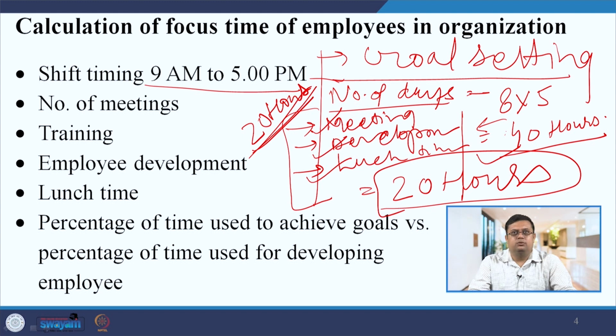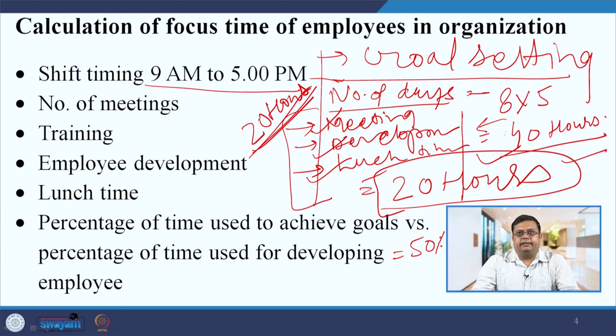If you do the goal setting for 40 hours, then chances are very rare that the person will be able to achieve the goal, right. So, 20 hours is the focus time for that particular employee. Here, the moment you have calculated the focus time, now you can calculate the available time versus focus time. So, focus time in this case is 50%.